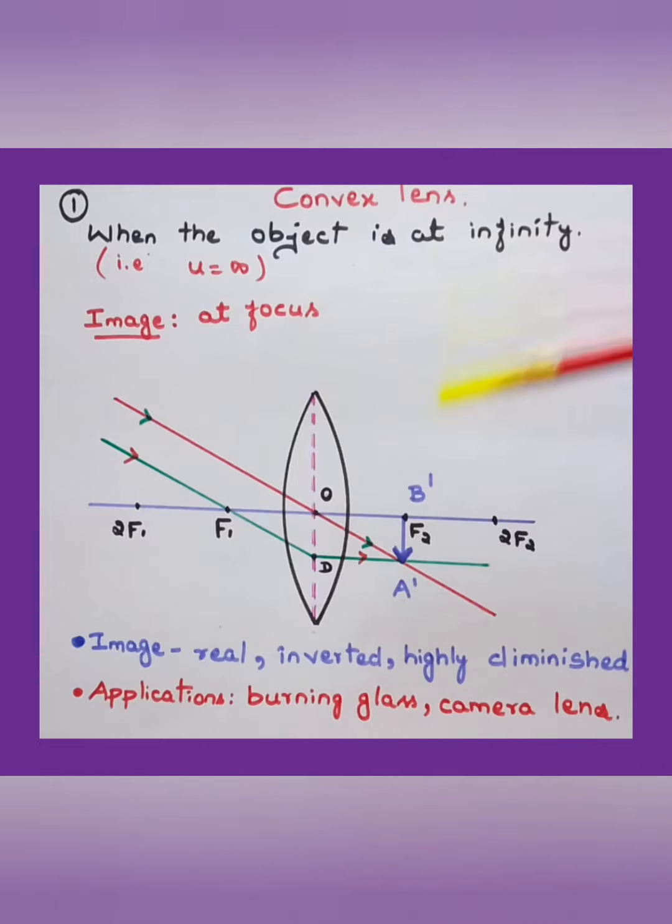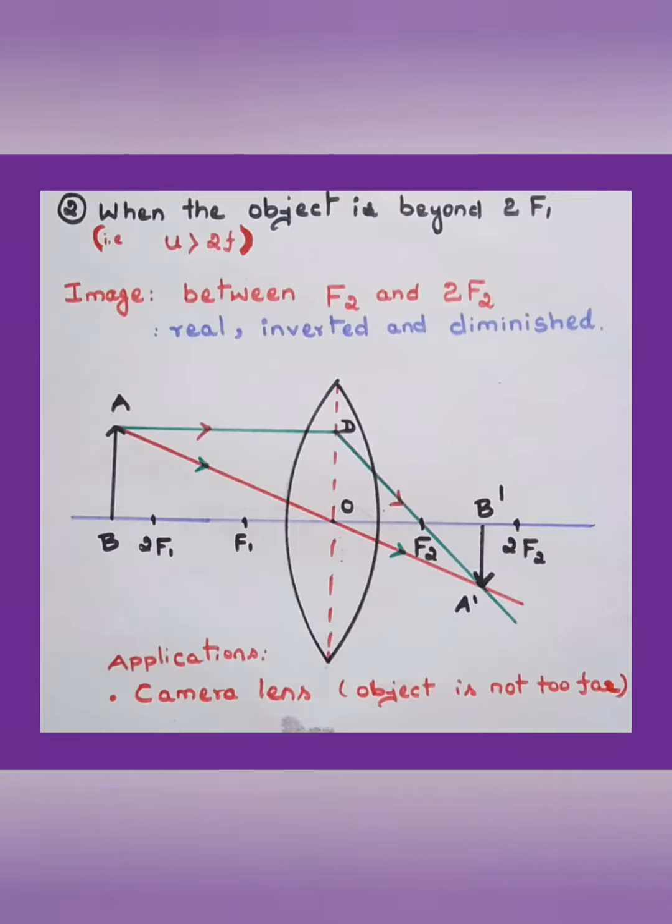Clear? So easy diagrams only. If you practice one diagram thoroughly with all the proper measurements, then later you can draw this. Moving to the next one, when the object is beyond 2F1. Okay, so what do we mean by that, beyond 2F1?